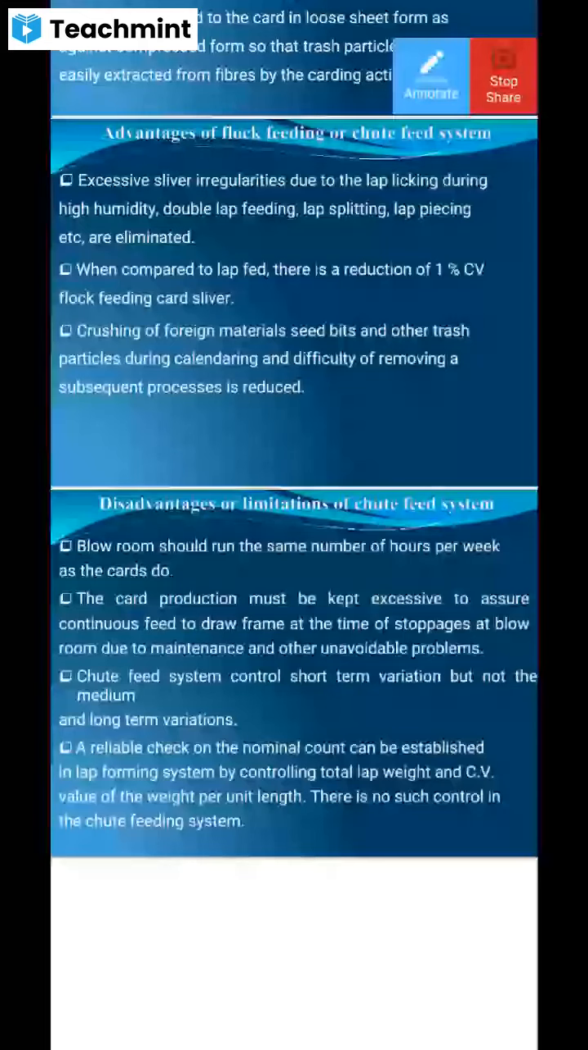The chute feed system controls the short-term variation but not the medium-term variation. The chute feed controls the short-term variation but not the long-term variation. What is meant by short-term variation and what is meant by long-term variation? You know the classification of yarn faults. In the previous semester, basic textile technology, you already studied. The classimat fault analysis is a classification of yarn faults: the A1 to A4, B1 to B4, C1 to C4, D1 to D4 categories of short thick and thin faults.